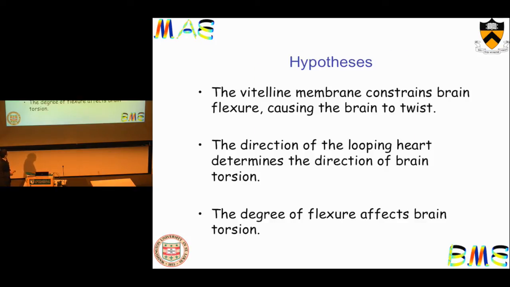And so our hypotheses are the following. We hypothesized that the vitelline membrane that's on top of the embryo constrains the brain flexure, thus causing the brain to twist. Second, that the direction of the looping heart would determine the direction of the brain torsion. And third, that the degree of flexure would affect brain torsion.